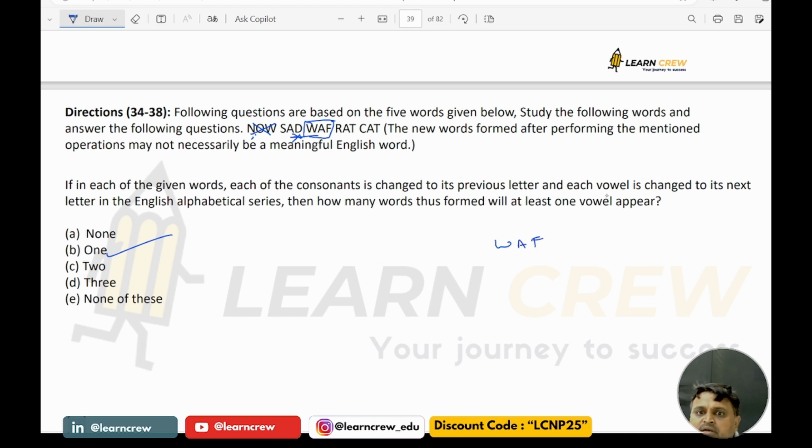So here what is given? Consonant is changed to previous. W becomes V, A becomes B, F becomes E. Here only you have a vowel, one vowel. So the answer is WBE. Only here, nowhere else you have a vowel, only one.